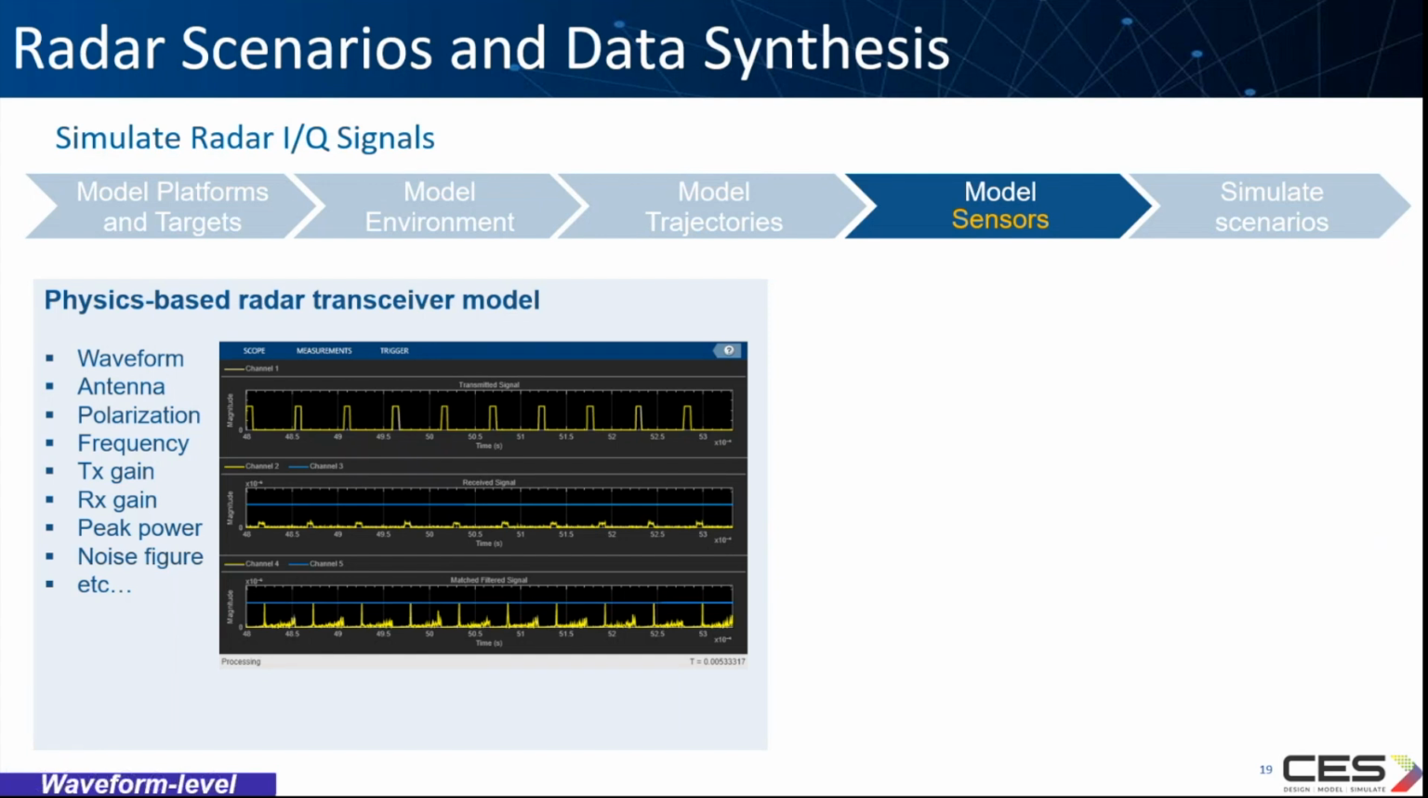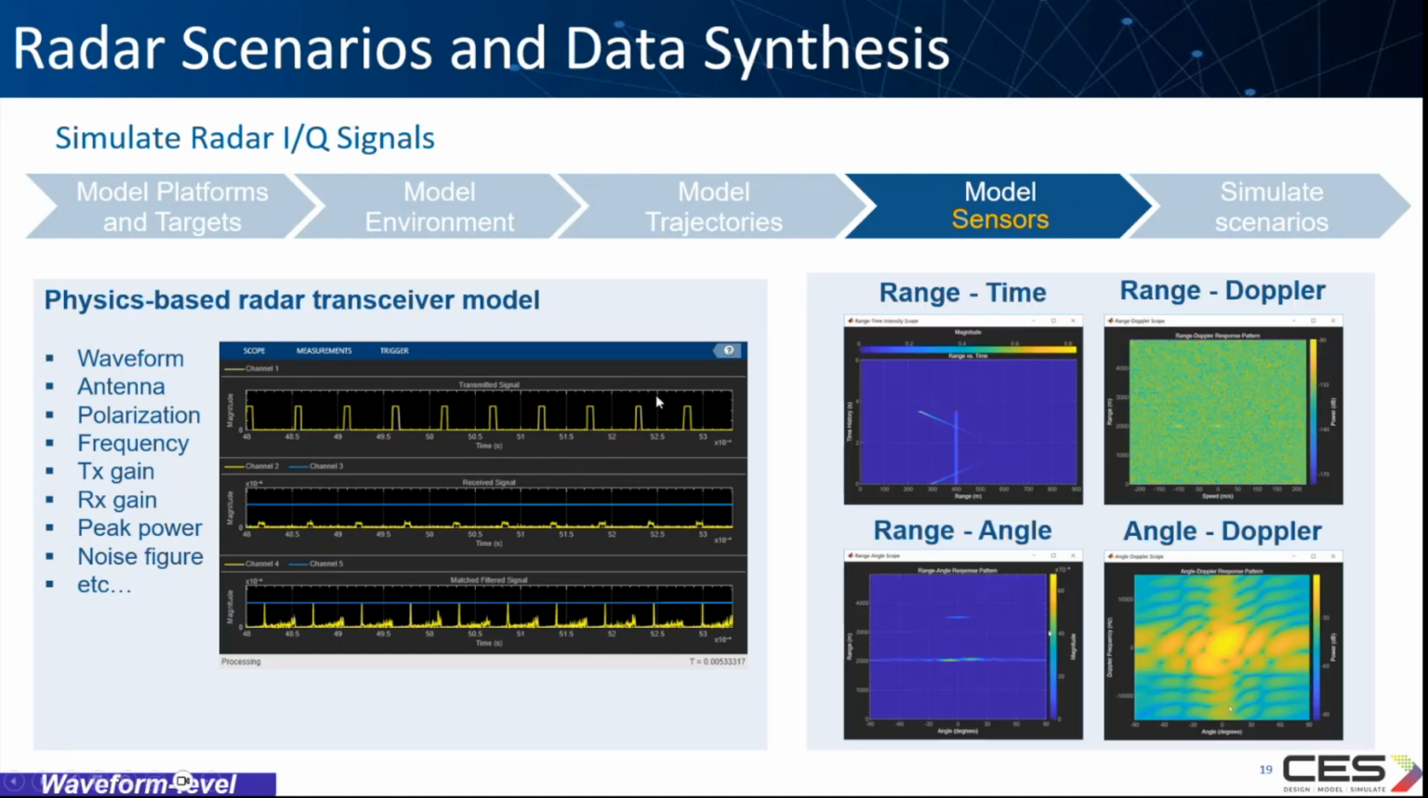The other way to model the radar sensor is the physics-based radar transceiver model, where you include different impairments and different parameters of the radar system, including the waveform, the antenna, the RF chain, and so on. And this will help you with getting a high-fidelity model of your radar design that will help with further verifying your different algorithms.